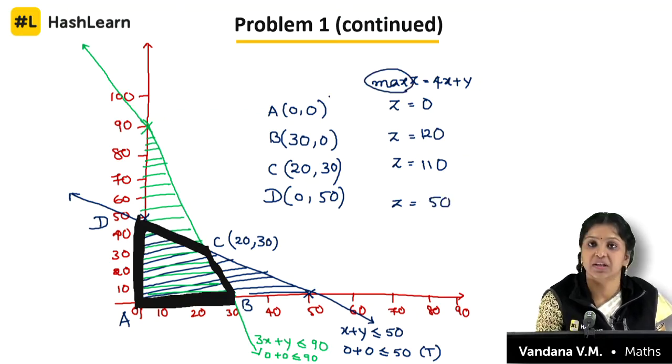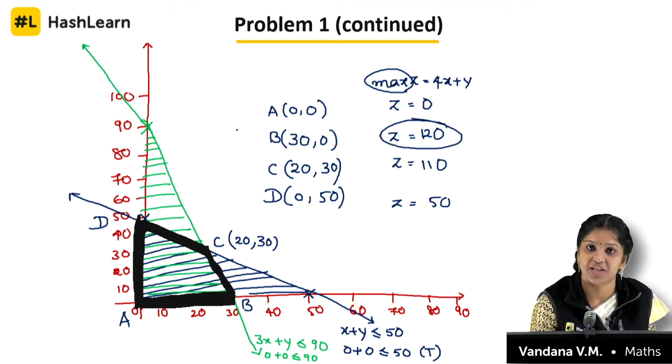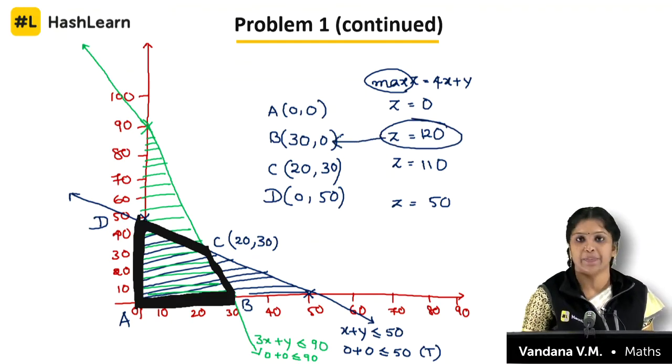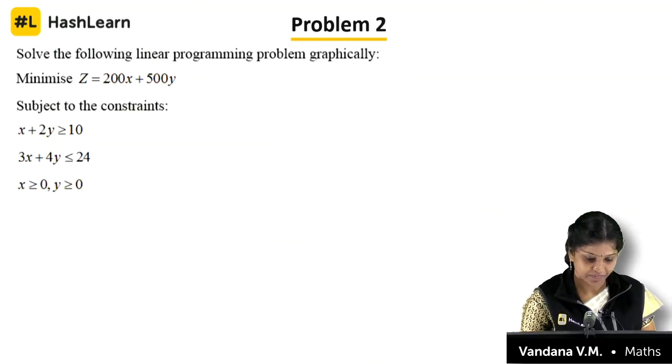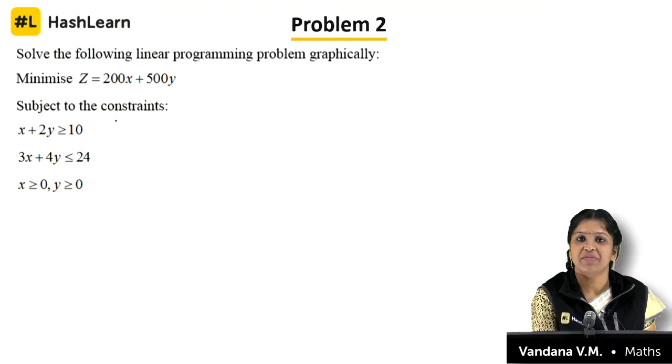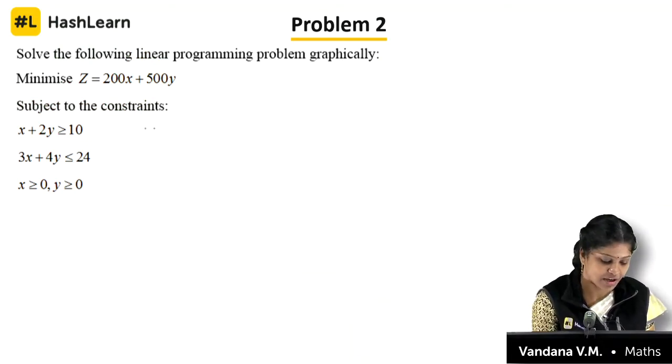Now, I have to pick the maximum value. Which is the maximum value? This is the maximum value. At which point am I getting it? At B point I am getting it. Understood, right? Next, obviously we did one maximum. Let us do one minimum also. Same thing, right? So, write the equation, start solving this.